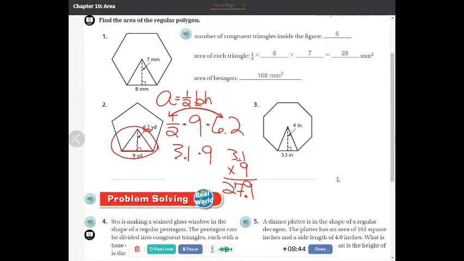We want to find the area of the entire polygon, which is comprised of 5 triangles. So we need to take that 27 9/10 and multiply it by 5. 5 times 9 is 45. So make a little space for ourselves.